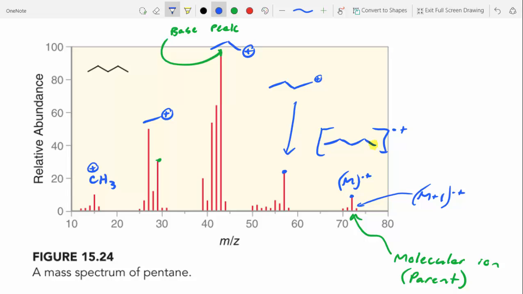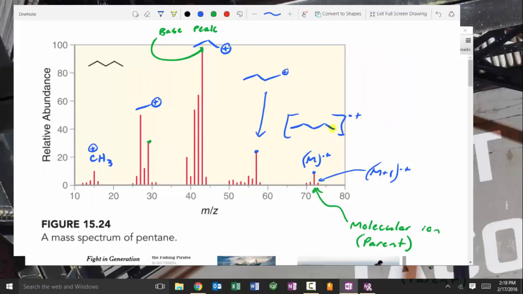So I think that's where we're going to stop today. Tomorrow when we come in, we're going to do a lot more thorough analysis on that M+1 peak and even the M+2 peak.